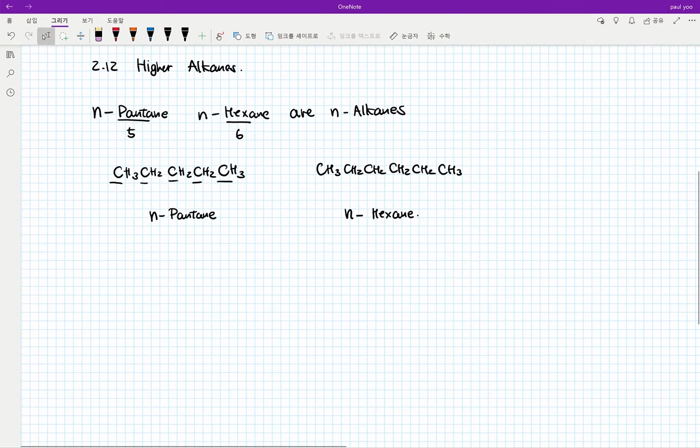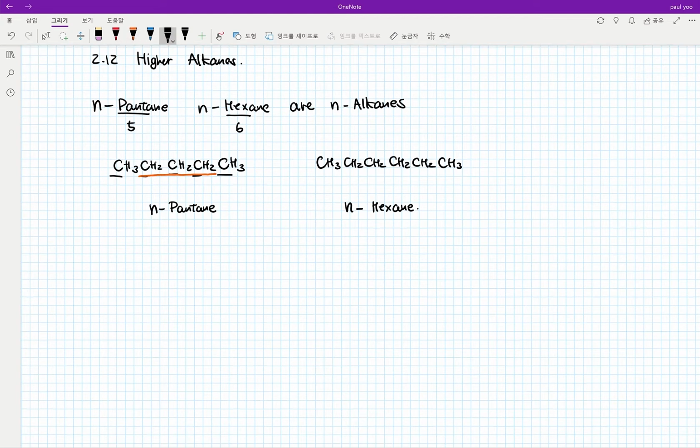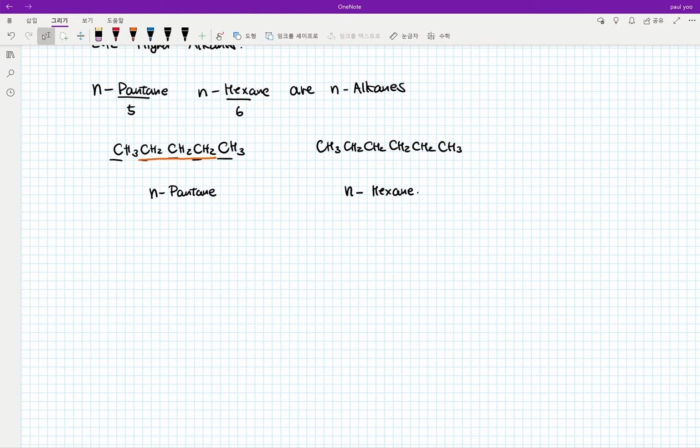So what is being repeated in the middle is CH2s. So you can make a condensed formula as CH3, CH2, 3 of them, CH3. Then n-hexane will be CH3, CH2, 4 of them, CH3.